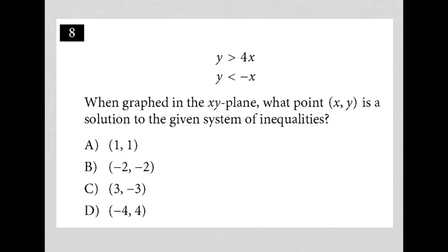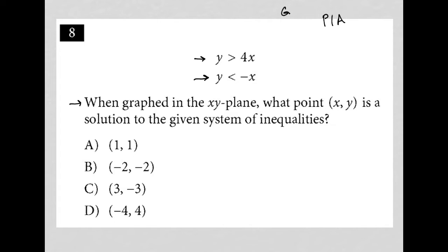So this question starts off by letting us know that y is greater than 4x and y is less than negative x. So practically a system of inequalities here. The question goes on to say, when graphed in the xy plane, what point (x, y) is a solution to the given system of inequalities? Well, I could graph this, but I think an easier way would just be to plug in answers. Here's how. In fact, I'm going to do both.